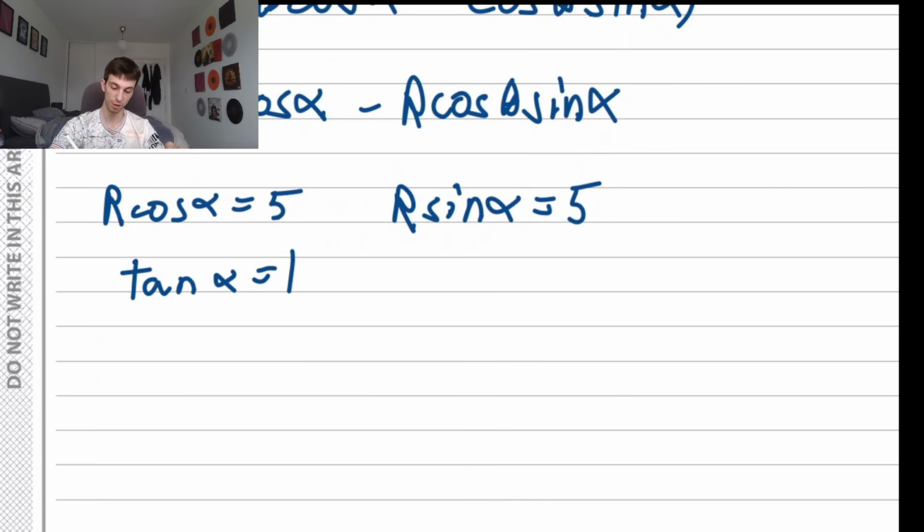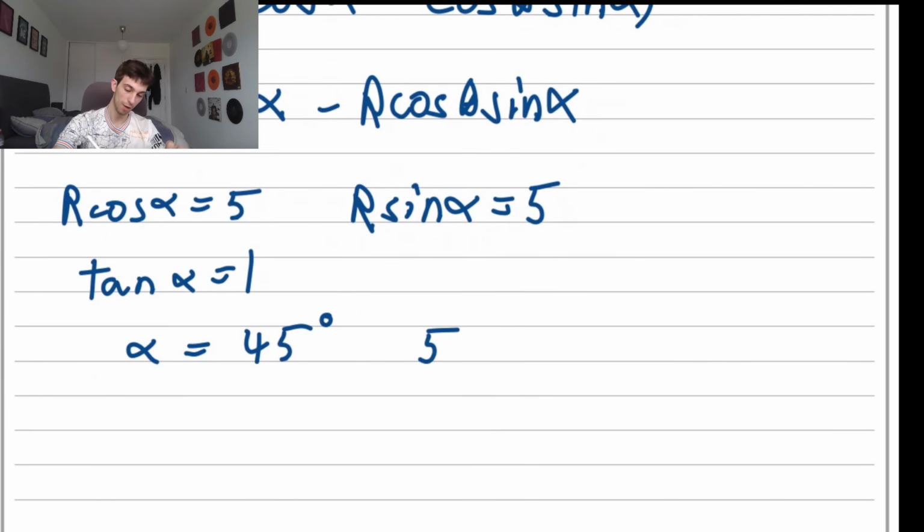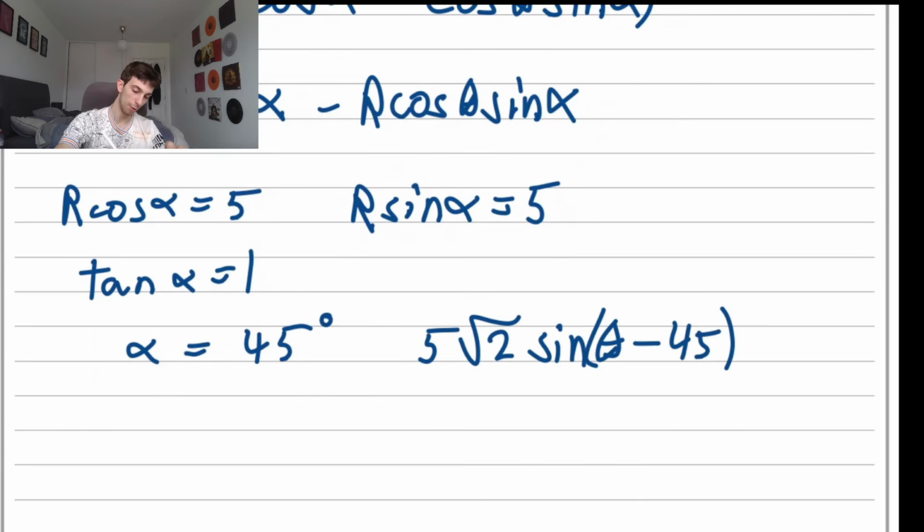Remember, we are in degrees for this question, so this will give us alpha equals the inverse tan of 1. Alpha equals 45 degrees. So there we have it. We have 5 root 2 as our r value, sine of theta minus 45. From here, we can now solve the equation.